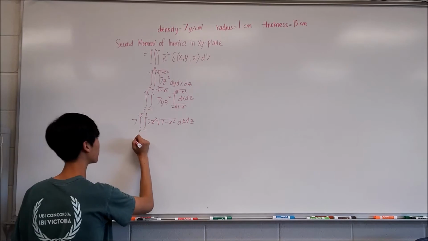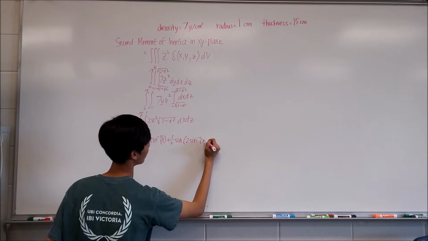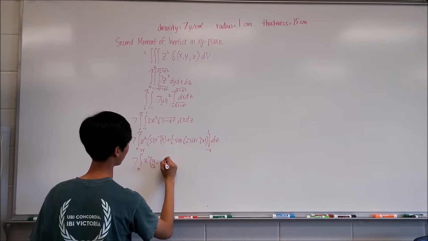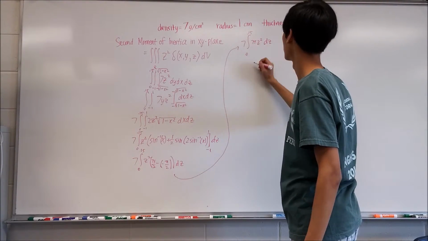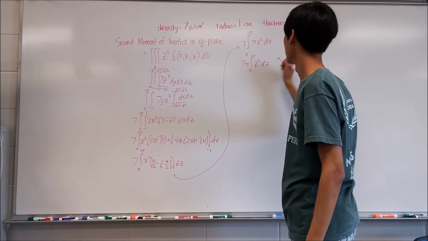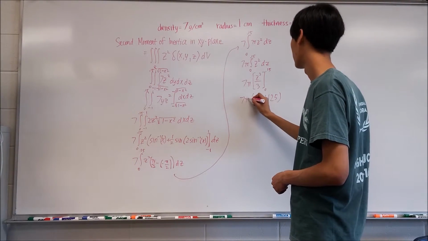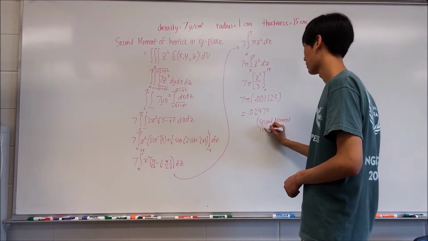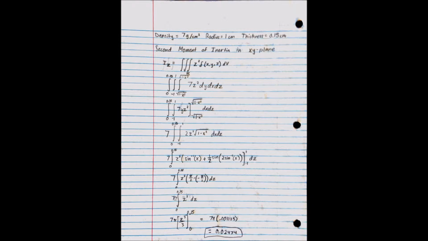The integral for the second moment of inertia is similar to the mass integral, except the integrand is the density multiplied by one of the variables, in this case z, and that variable is squared. The answer to the second moment of inertia in the xy plane was 0.02474. Once we had the second moment of inertia, we calculated the second moment of inertia for the remaining 2 planes.